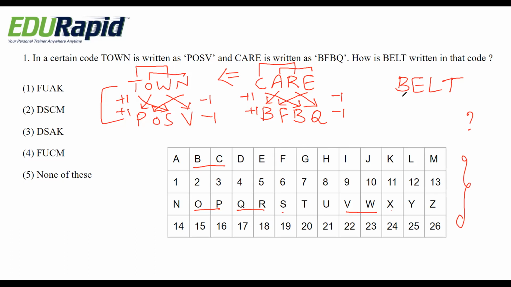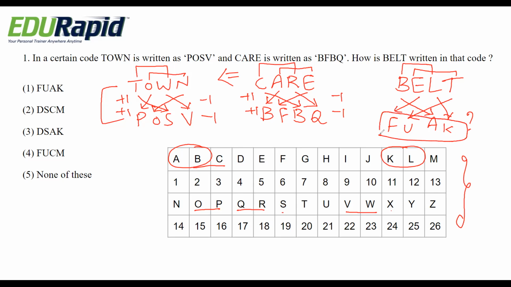Okay, similarly for BELT, for the first and third, it is backward. For B, the preceding term is A. Similarly for L, the preceding term is K. And for the second and fourth elements, after E it is F, and after T it is U. So the right pattern is FUAK.